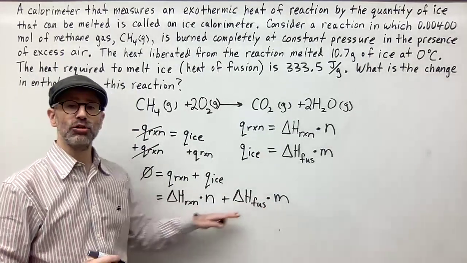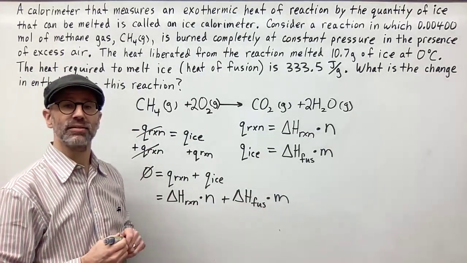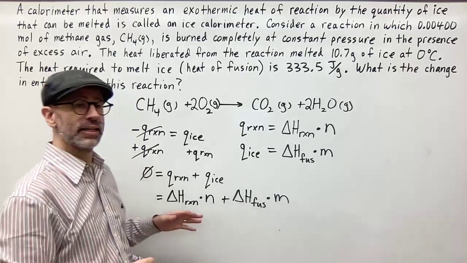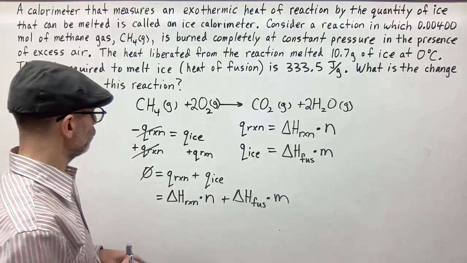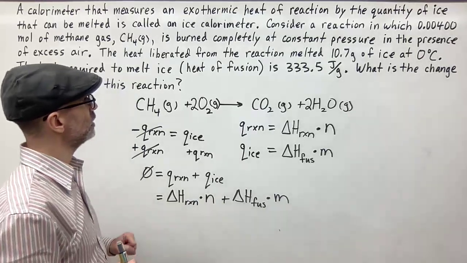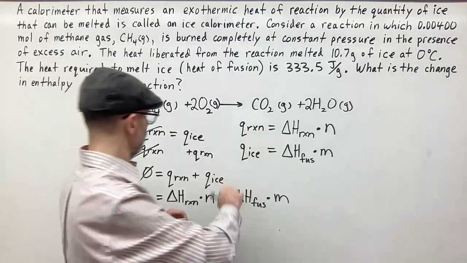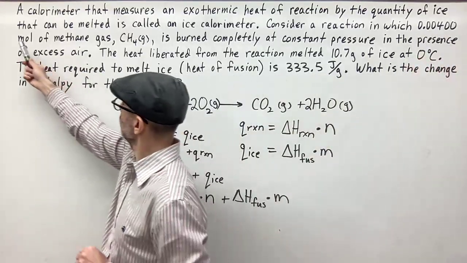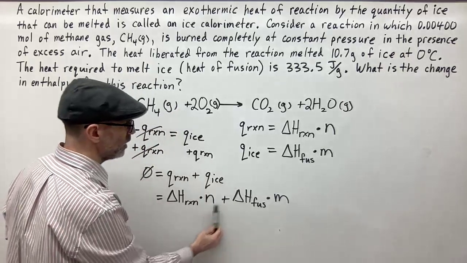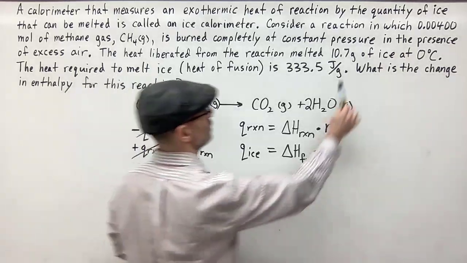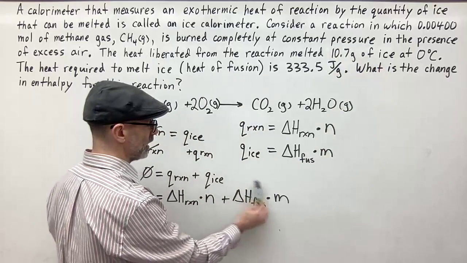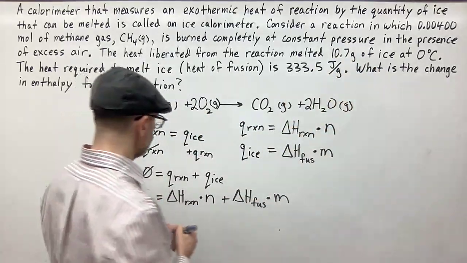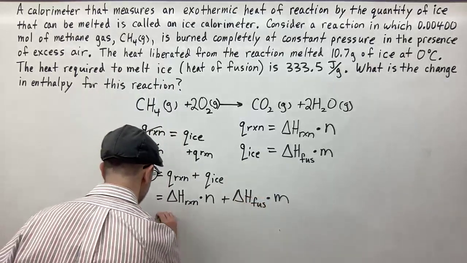So now all I need to do is plug everything in. And so here, what we need to figure out is the moles. We got the moles of methane. We got the mass of the ice that was melted, 10.7. We've got the heat of fusion given to us. And so that's it. So now all we need to do is plug everything in.